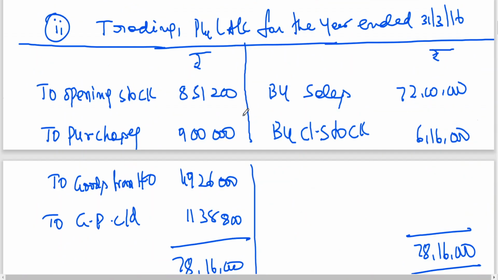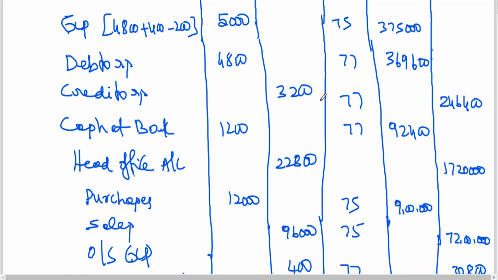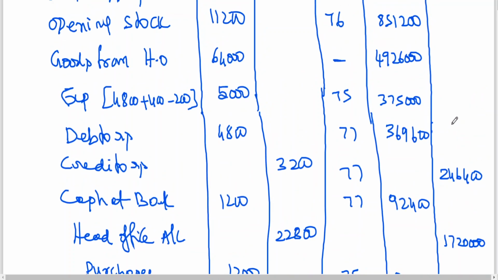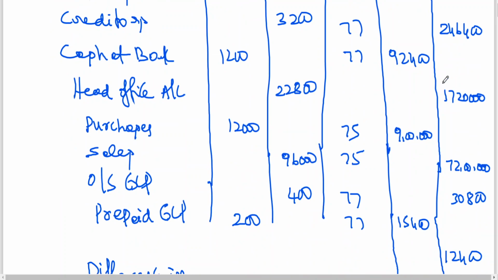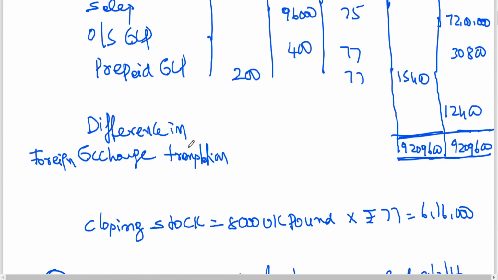And you can see the trial balance credit side. What are the items we are having here? Creditors we need to take. Head office has already been taken. Sales has already been taken. Outstanding expenses. Only these two things will appear. 2,46,400 will appear. 30,800 will appear.